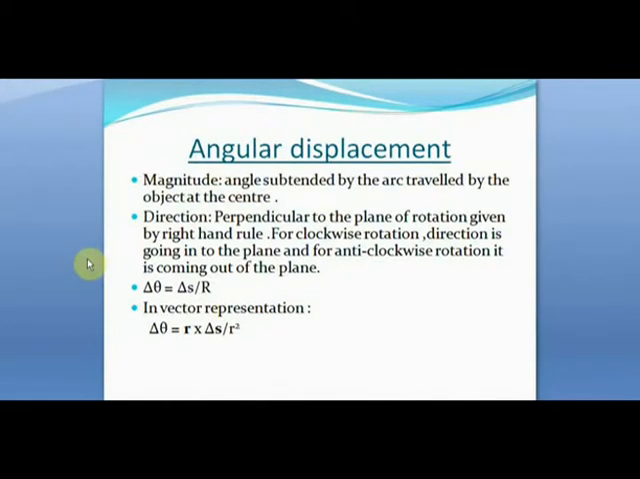Now let's see some definitions. First we'll define angular displacement. Angular displacement is the angle subtended by the arc traveled by the object at the center. So let's see this with the help of an animation.